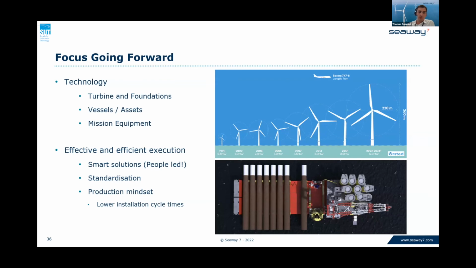In terms of what we're aiming for is the effective and efficient execution of these projects. So again, to conclude, that comes with smarter solutions, so different ways of working, standardization of the different foundations, which we are seeing as well, and getting into that production mindset to ensure that cycle times are brought down and the reliability or predictability remains high.